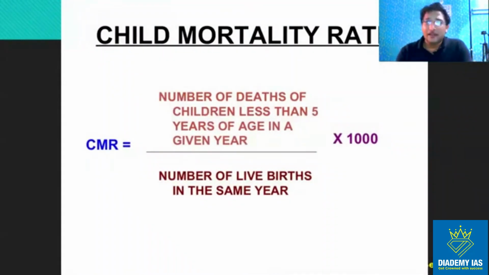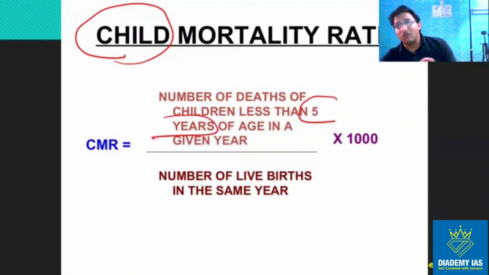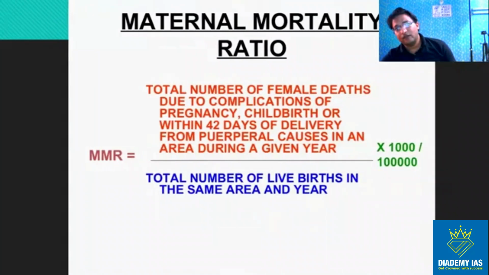Then we have child mortality rate, CMR, right? So number of deaths of children less than 5 years of age. In case of infant, this is less than 1 year. In case of child, this is less than 5 years. The rest of the things remain the same.